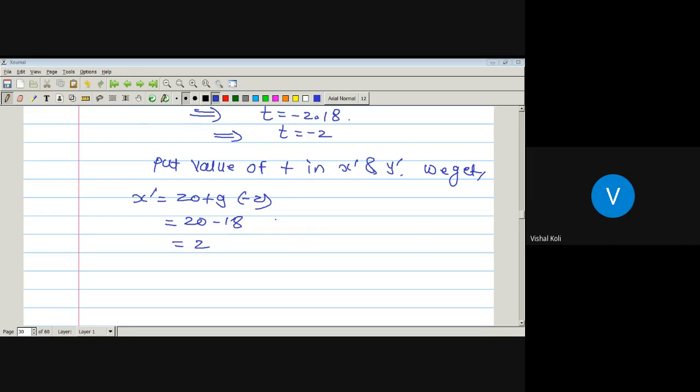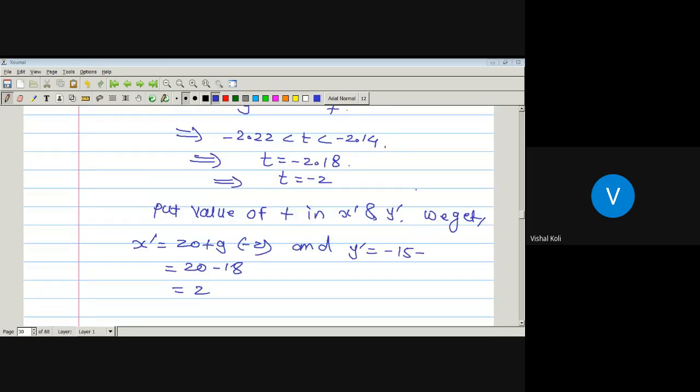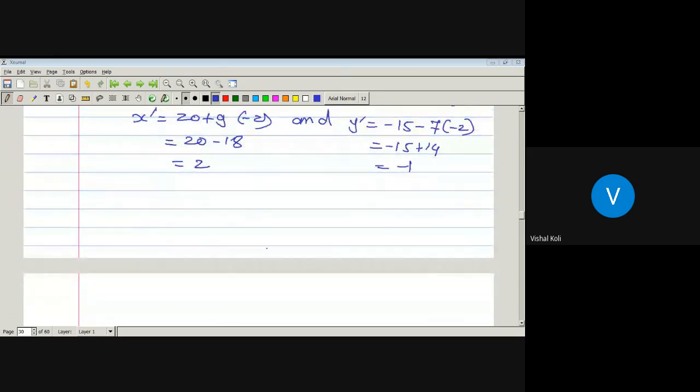20 minus 18 is 2. And y dash is equal to minus 15 minus 7 into minus 2. Minus 15 minus 7 into minus 2 is plus 14. Minus 15 plus 14, which is minus 1. Here x dash is 2 but y dash is minus 1. It means y dash is not positive. So the given linear Diophantine equation has no positive solution since y dash is less than 0.